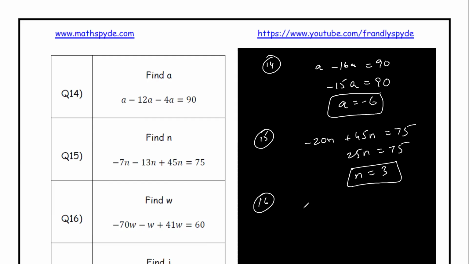w. So 70w, and negative 71w plus 41w is equal to 60. So that is negative 30w. Yeah, how convenient. Negative 30w is 60. 60 is twice of 30. So w is equal to negative 2. Don't forget the negative sign.